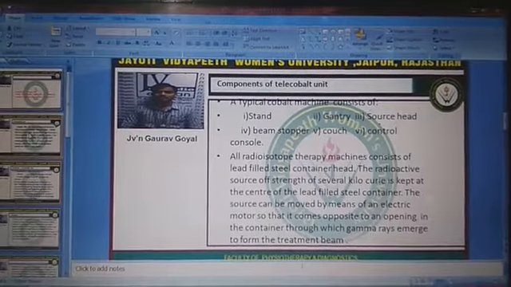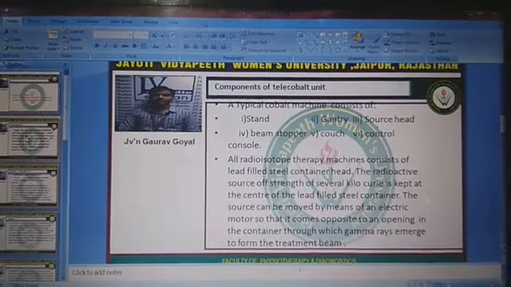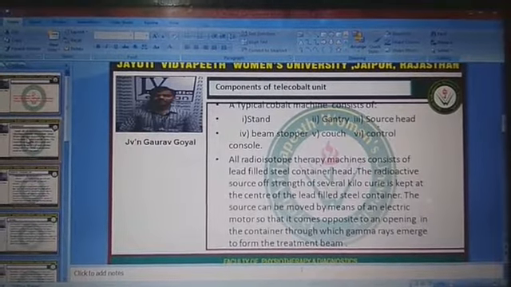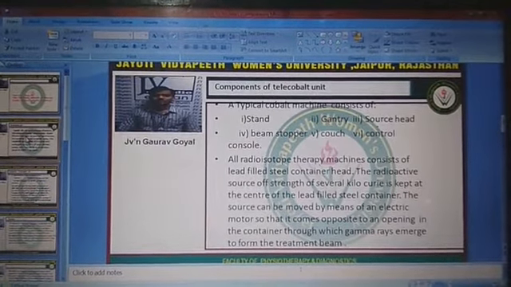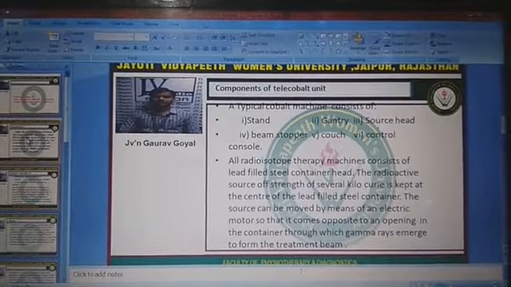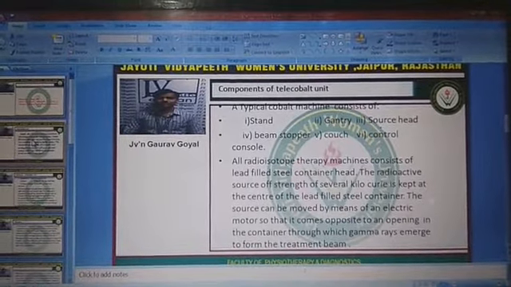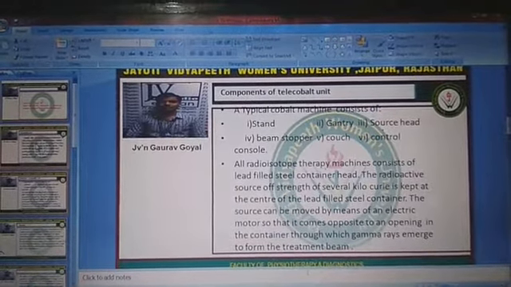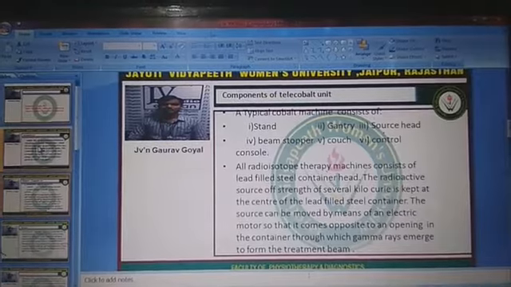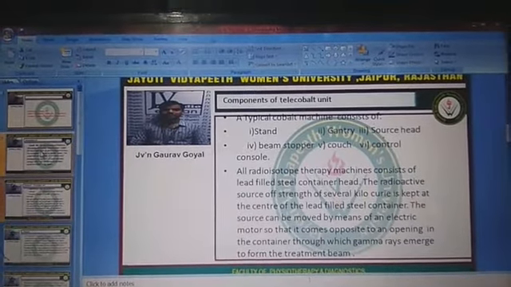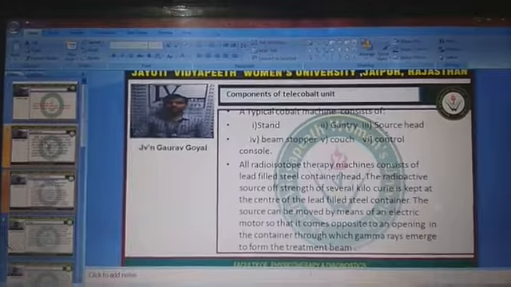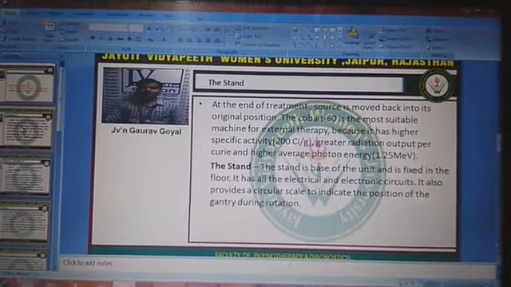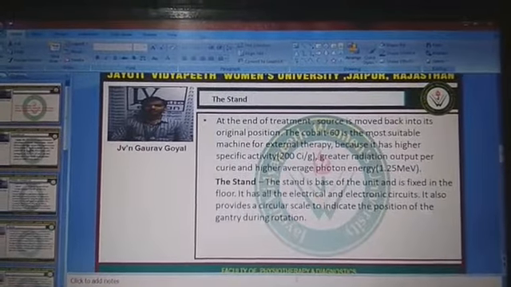All radioisotope therapy machines consist of a lead-filled steel container head. The radioactive source of strength of several kilocurie is kept at the center of the lead-filled steel container. The source can be moved by means of an electric motor so that it comes opposite to an opening in the container through which the gamma rays emerge to form the treatment beam. At the end of treatment, the source is moved back into its original position.